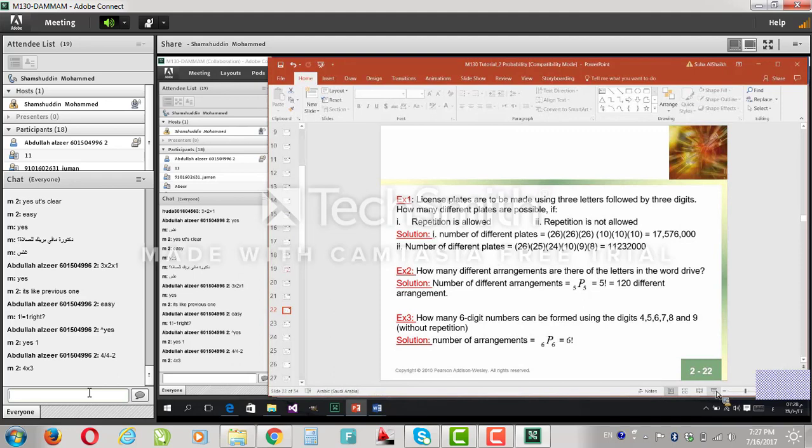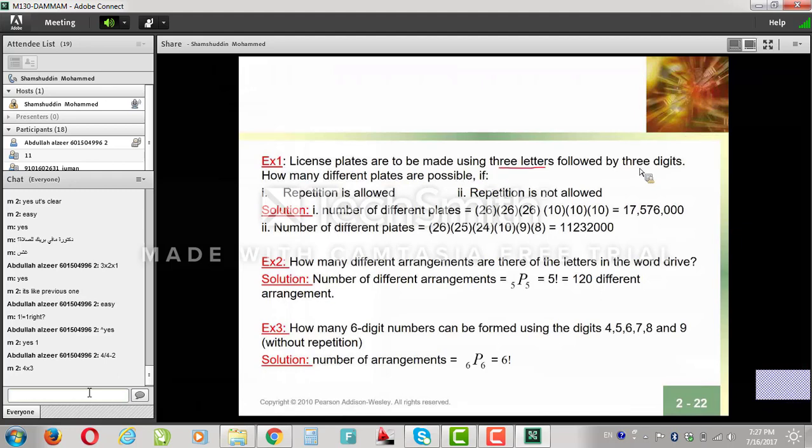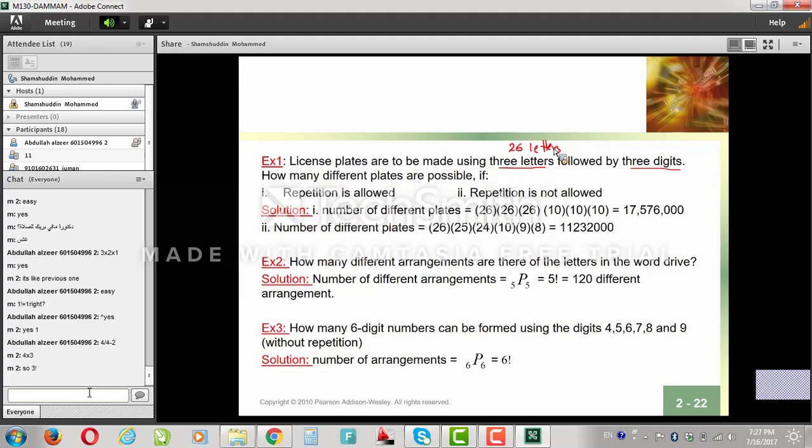In this example 1, we have a license plate using 3 letters followed by 3 digits. They didn't specify the letters, so I have 26 letters from the alphabet. For the 3 digits, from 0 to 9: 0 1 2 3 4 5 6 7 8 9. Digit means number. I have the numbers from 0 to 9, so I have 10 choices.